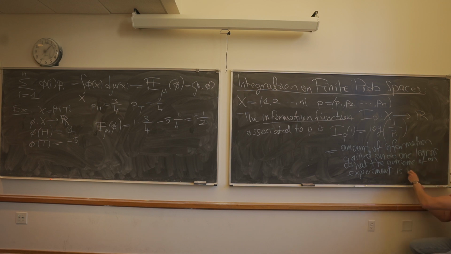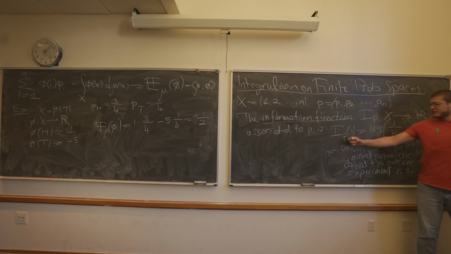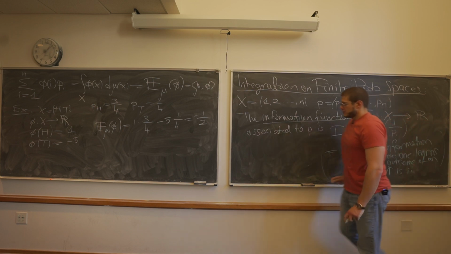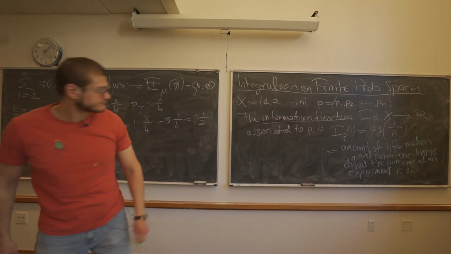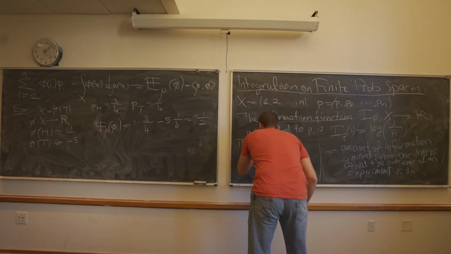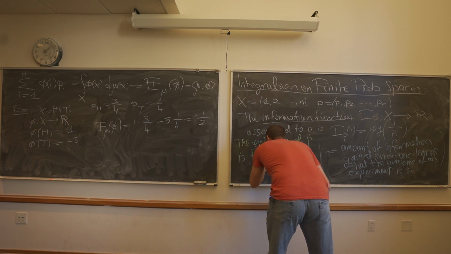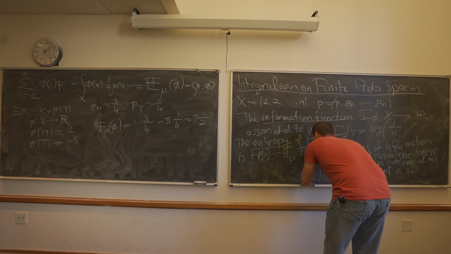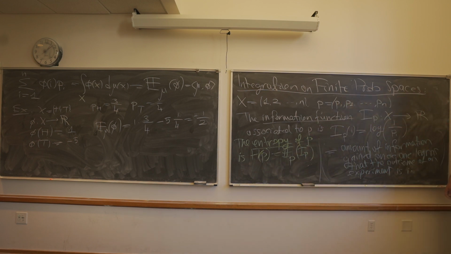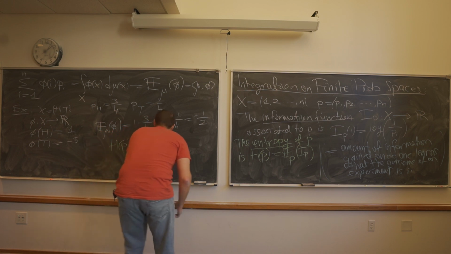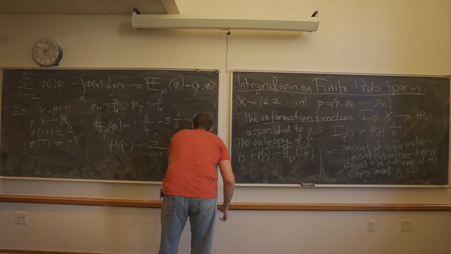Experiment is i. Or you can say it the other way around as well. You can say I sub p of i is the amount of surprise once I'm told that the outcome is i. Now the expectation of this particular function is called the entropy of p, expectation with respect to itself, of course. In other words, writing it down explicitly, H of p turns out to be this: the sum of p_i log of 1 over p_i.